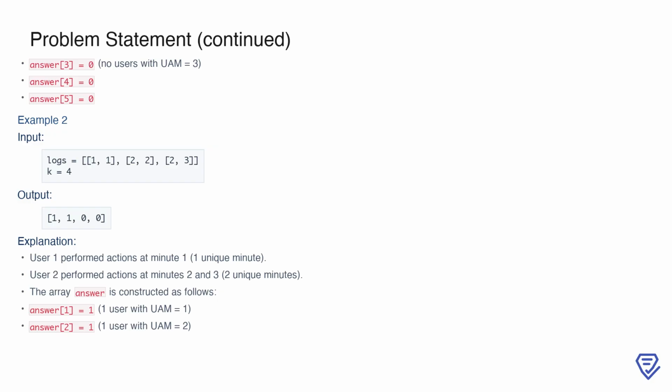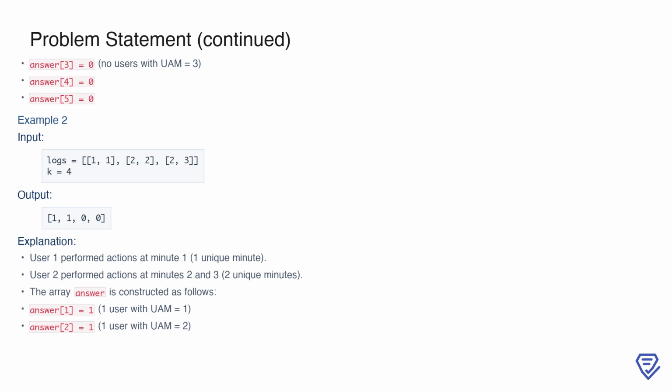Now, let's consider another example. If the logs array is [1,1], [2,2], [2,3], and k is 4, we calculate each user's UAM as follows. User 1 performs an action at minute 1, giving them a UAM of 1. User 2 performs actions at minutes 2 and 3, so their UAM is 2. Using these UAM values, we construct the answer array.